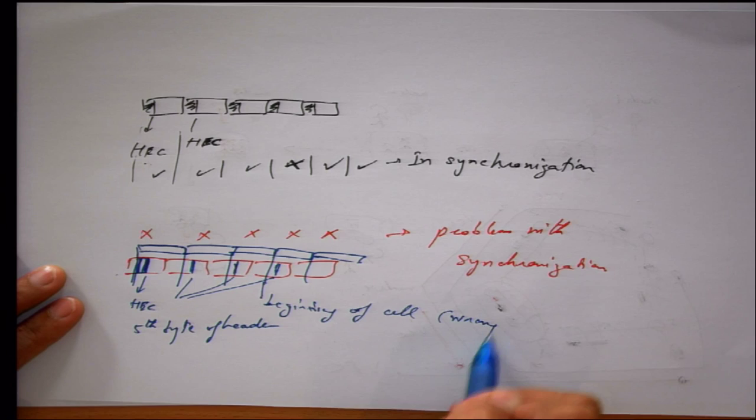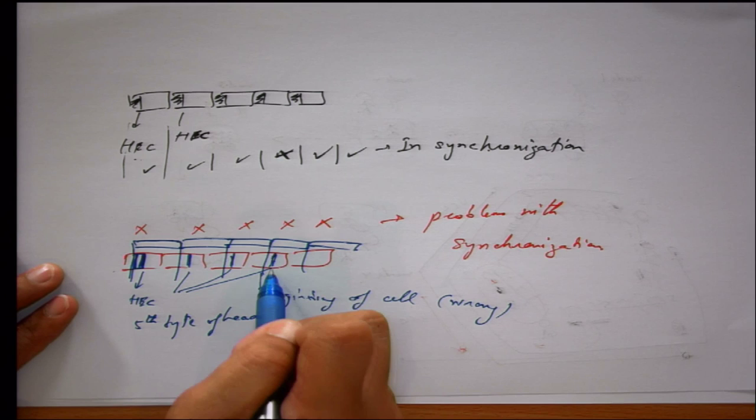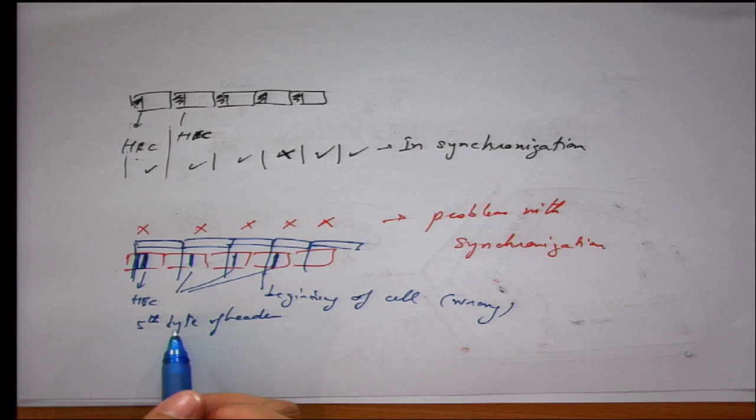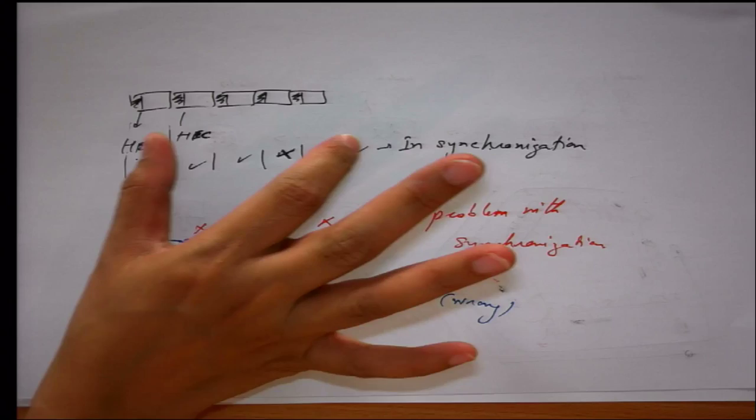So you think that this is the beginning of the cell, then you count to the fifth byte, and you think this is the HEC. When you do the error detection, since this is not the HEC, it's just a random sequence of bits, you find that it doesn't check. So you know that there's a problem with synchronization. Then you can shift until you find that the HEC is right for a long time, and then it's in synchronization.